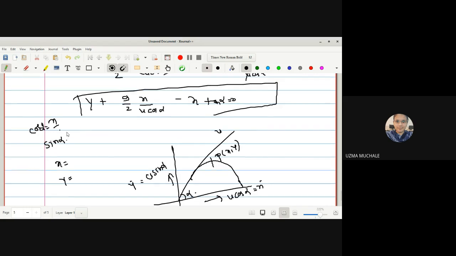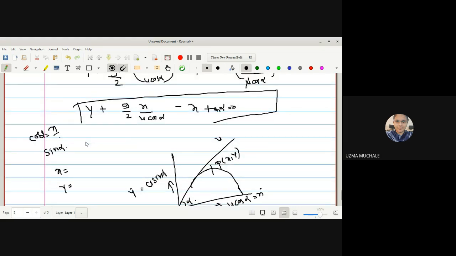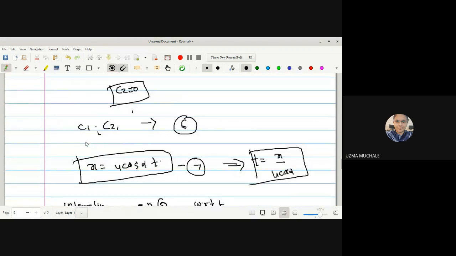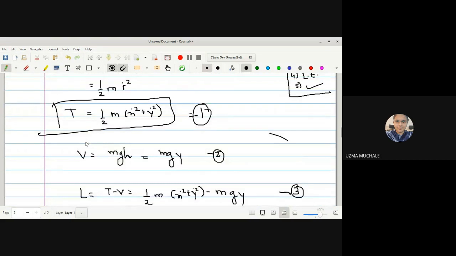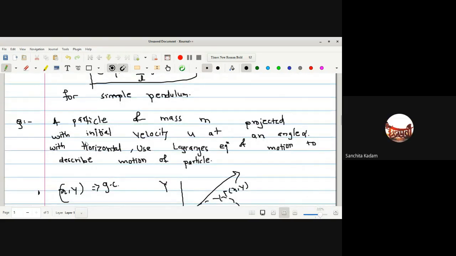And you can get the components of velocities, because as we are writing in terms of u, you can get this u cos alpha and u sin alpha. Any doubt up to this one for this example? Should I repeat? Yes, ma'am.